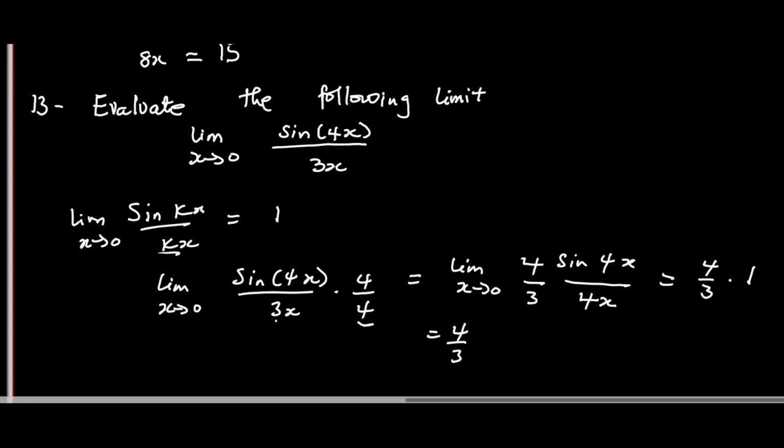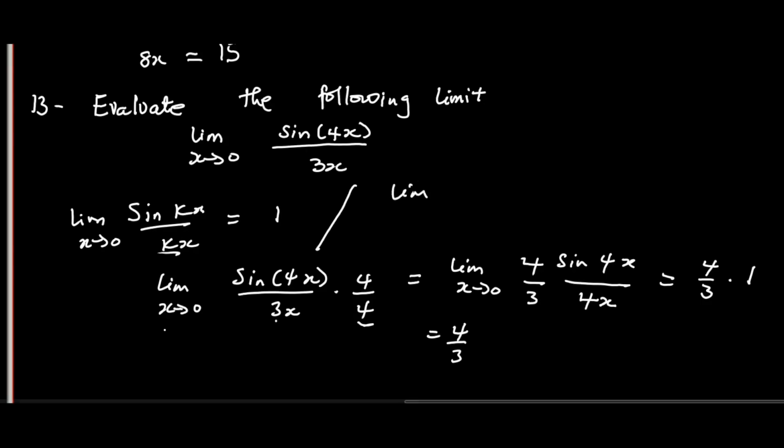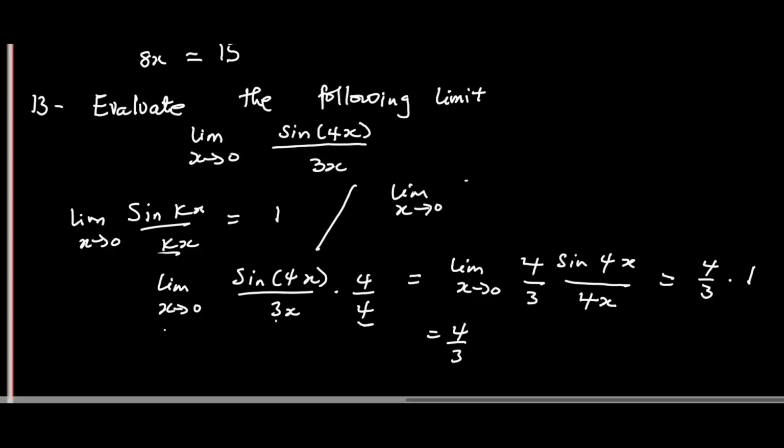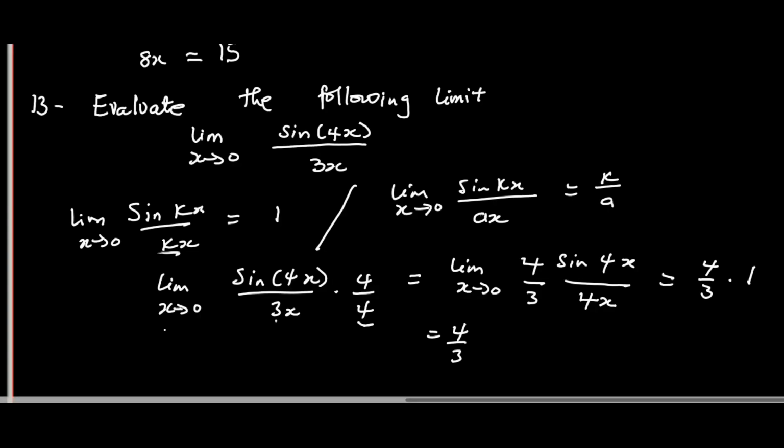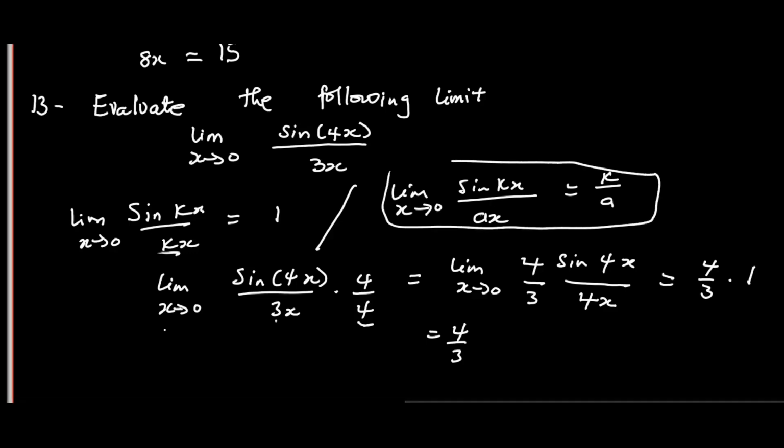Alright, so that is that for that one. Here you can also go by another principle: if we have the limit as x approaches 0 of sine kx over x, then our answer is k over the coefficient of whatever is in the denominator. So let's say it is a, so we have k over a. That is another way we can go about this one.